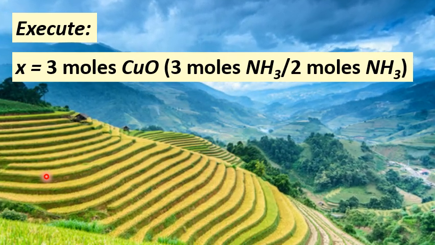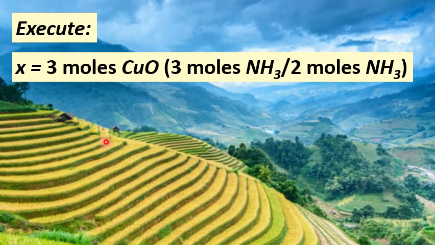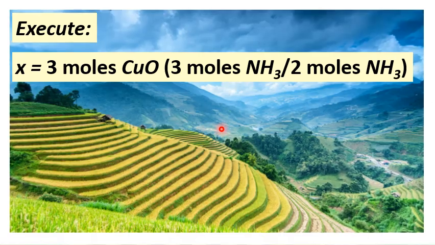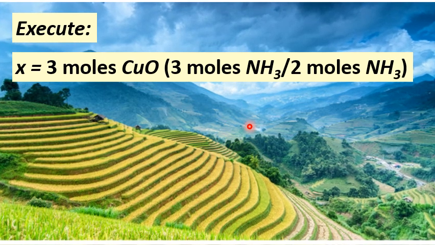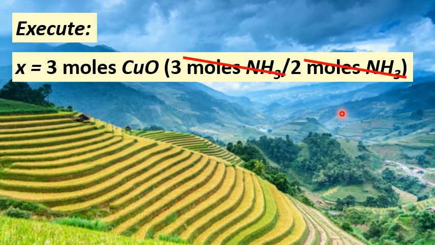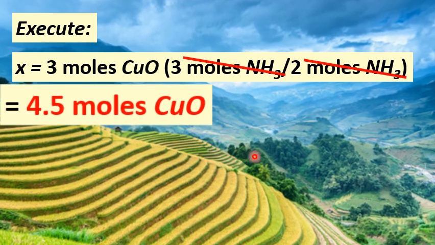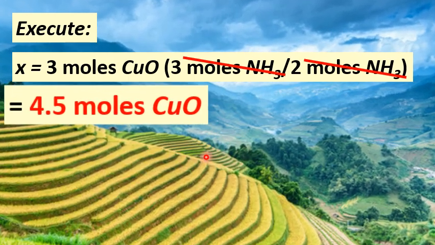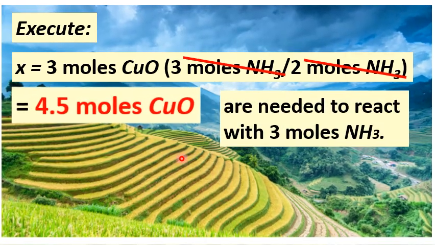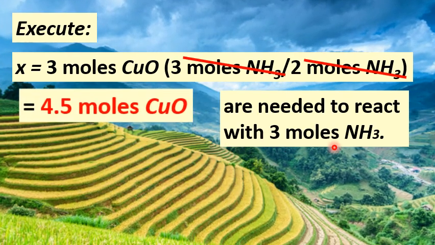Isolating the variable X, we get X equals 3 moles of cupric oxide times 3 moles of ammonia divided by 2 moles of ammonia. So moles ammonia gets cancelled. So we get the value of X equal to 4.5 moles of cupric oxide. So this is the number of moles of cupric oxide needed to react with exactly 3 moles of ammonia.